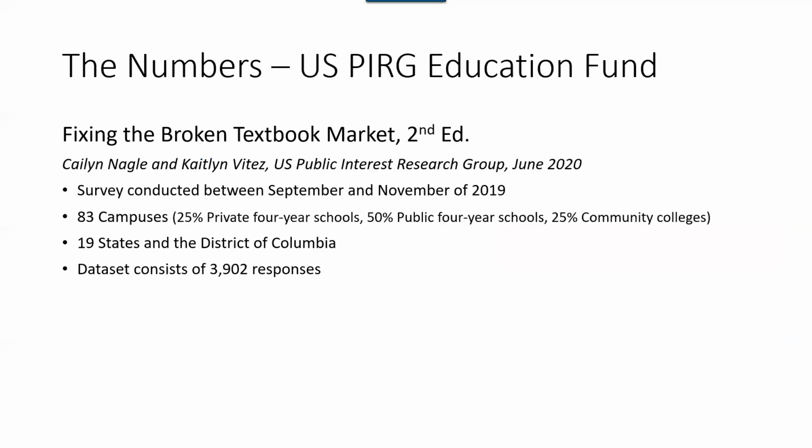And the information I want to present quickly is from a new report that came out in June called Fixing the Broken Textbook Market. It was a survey conducted last fall on 83 campuses, and it was carried out by the U.S. PIRG Education Fund, the Public Interest Research Group. They did this original survey in 2014, and this is a follow-up survey that they've just completed. And it covers 19 states. I didn't see that it covered Tennessee, and it has a data set of almost 4,000 students.